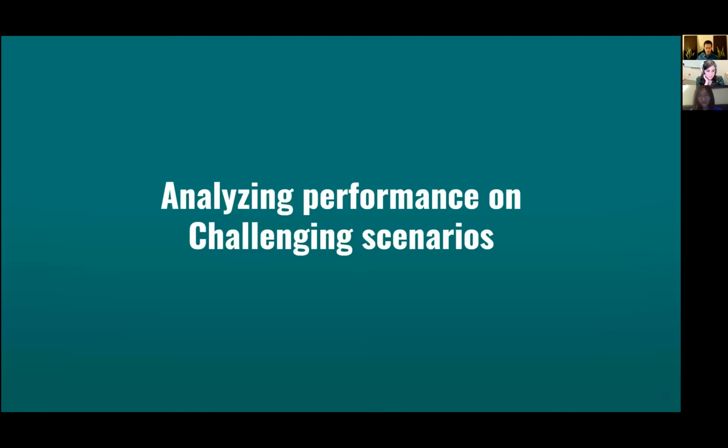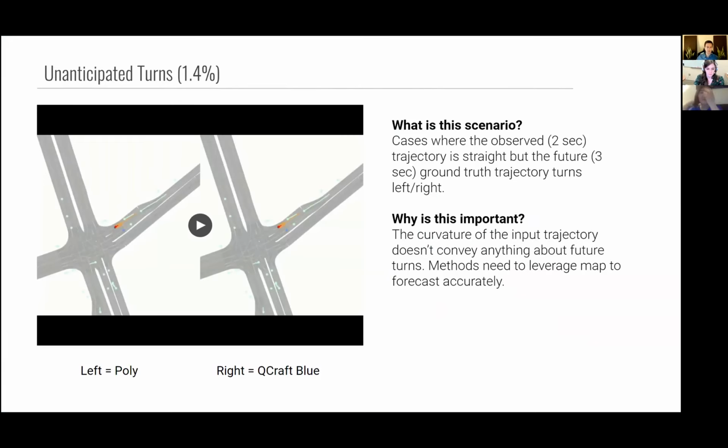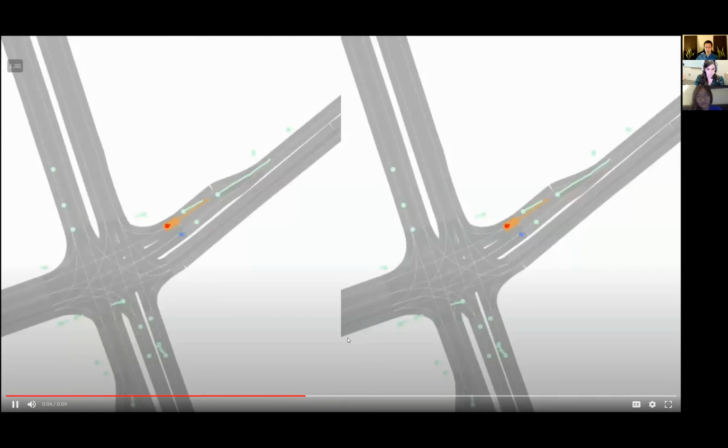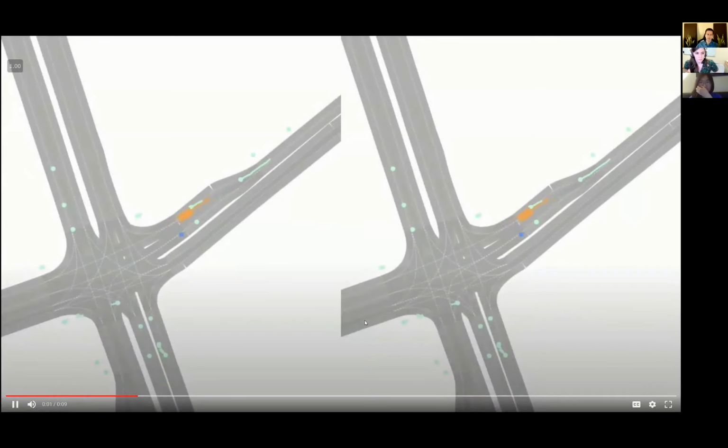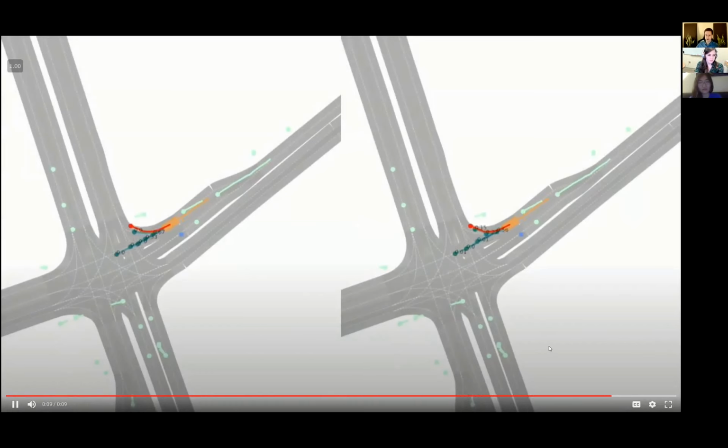All right, so I'm going to now look at where these methods don't work so well, because we've seen the numbers have gotten so much better over the years. What is still difficult? Like this is what I showed at the beginning, these unanticipated turns where you don't know what the object is going to do unless you look at the map, and then you might have a guess, but of course it's still fundamentally ambiguous. And some algorithms do better than others. The algorithm on the left didn't have a great job assigning probability to the right turn. The algorithm on the right did a little better, having a reasonable probability that this unanticipated turn could happen.